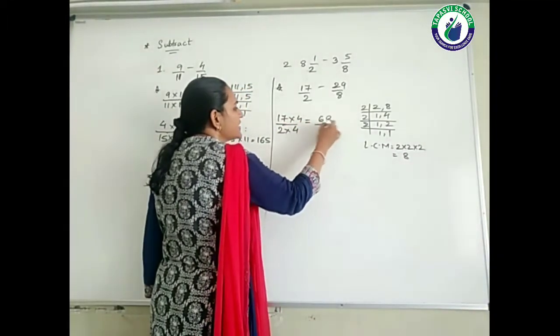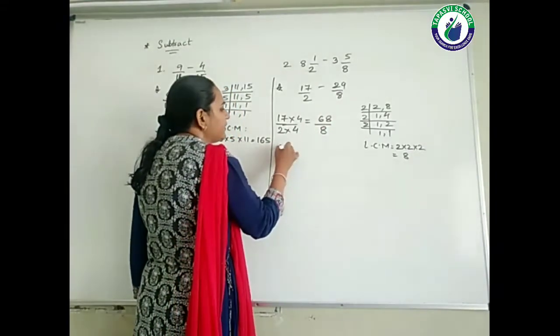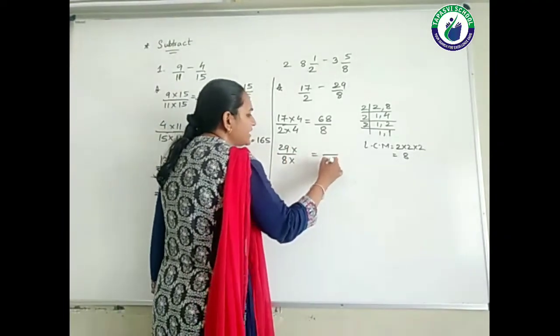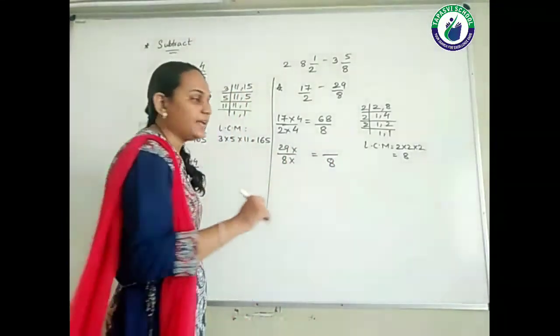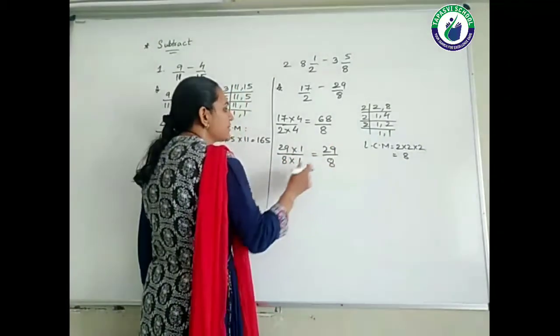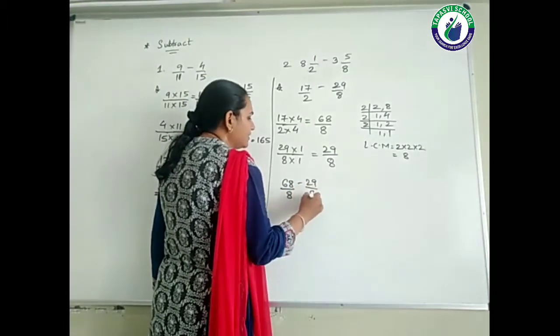17 4s are 68, students, and 2 4s are 8. Now 29 upon 8 term is there. Which number will multiply with 8, students, to get 8? That is 1, right? So 29 ones are 29. Now we need to subtract them.